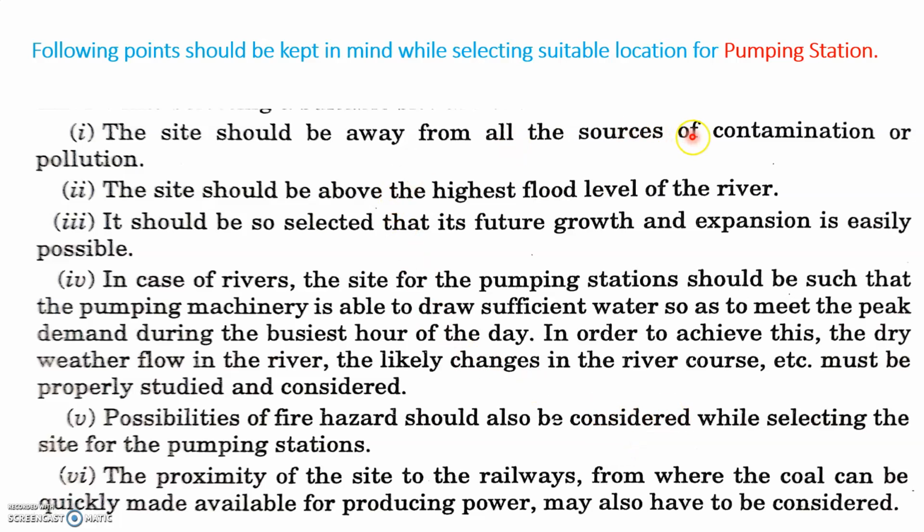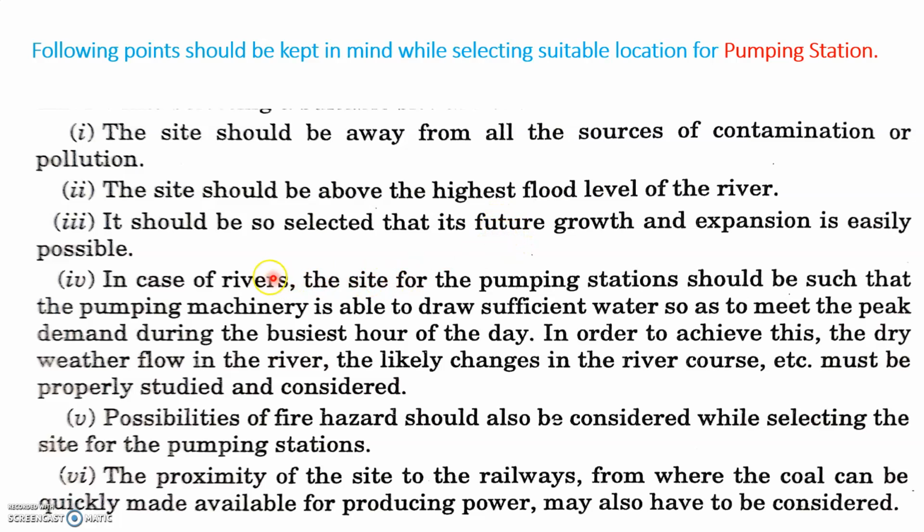Now the next one: there are certain points you should keep in mind when you select or locate a pumping station. The first point is that it should be far away from a contamination zone or pollution zone. It should always be above high flood level, because if you put it at a lower level, during flooding your pump will be submerged and it will cause damage to your pumping station. The location should provide for future growth and future expansion, which can be done very easily.